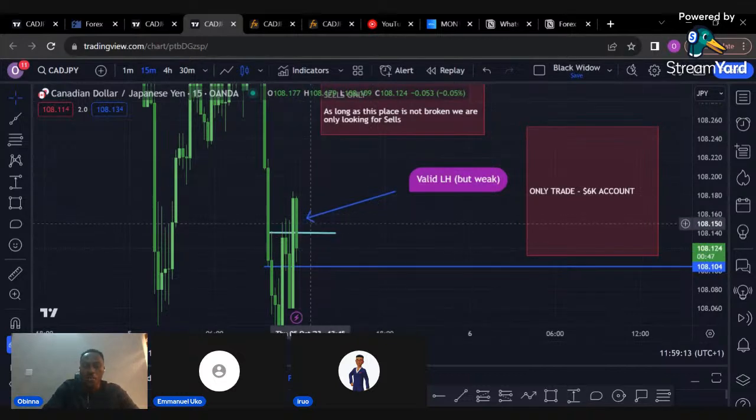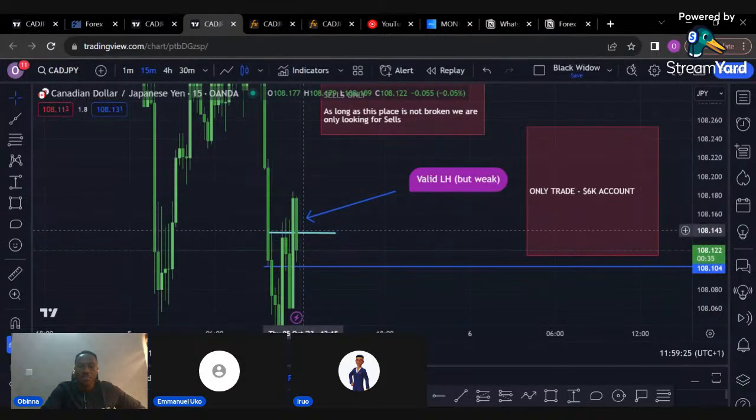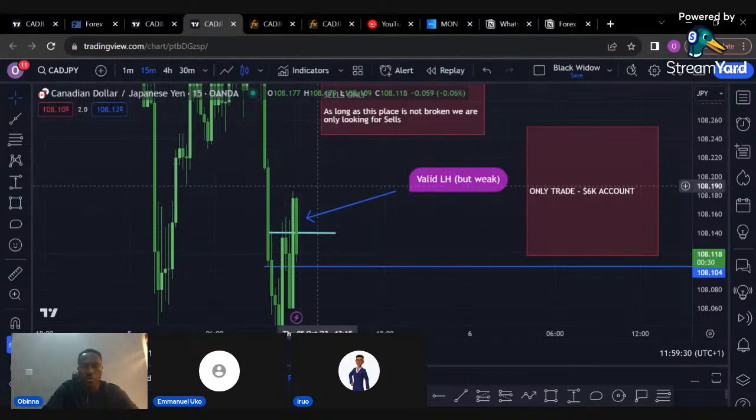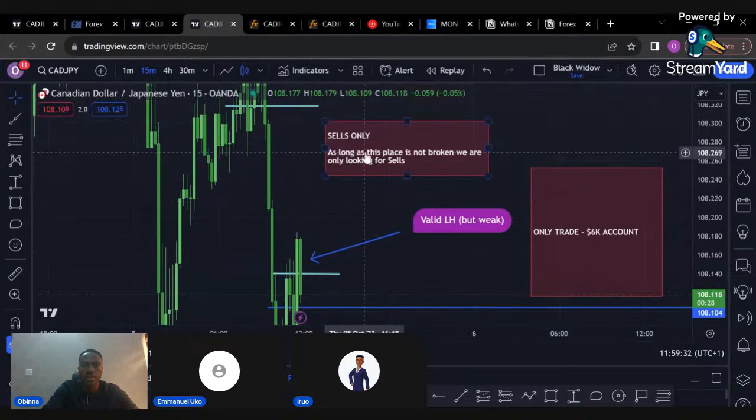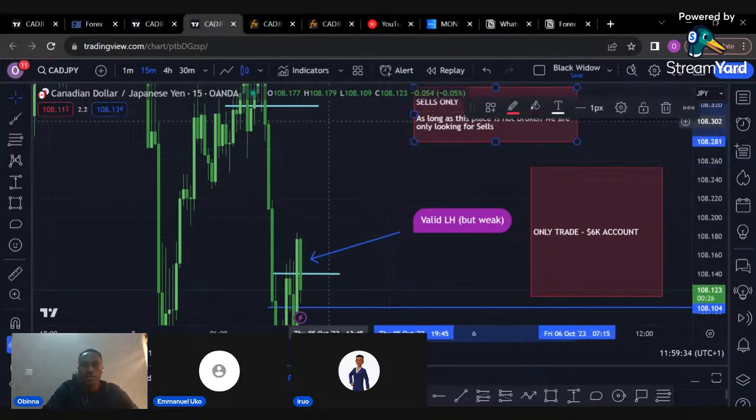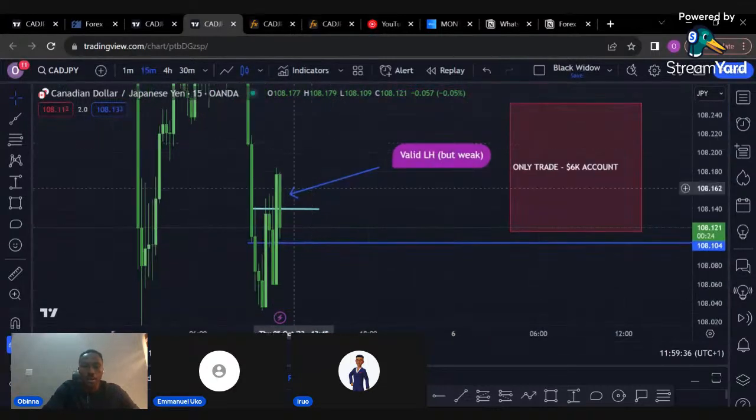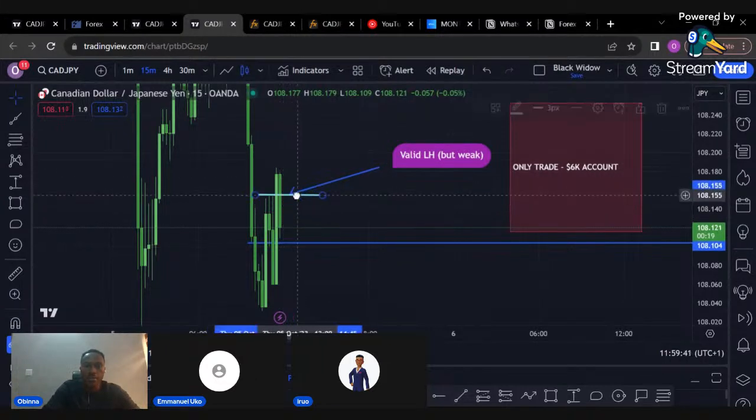But my plan was to buy if price was above this lower high. But as long as the price is below this lower high, then I can't take any counter trend. I was looking at taking a counter trend up to at least this place. But what I'm seeing from the market is that this sell is still valid.